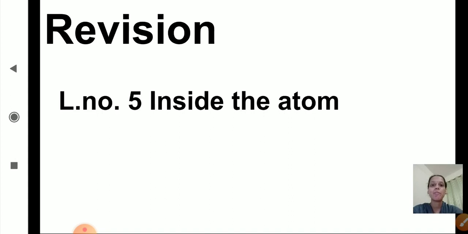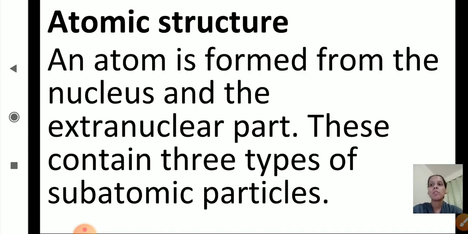Today we'll start our revision session. Revision of lesson number 5, that is, inside the atom. So, atomic structure. What is the meaning of atomic structure? An atom is formed from the nucleus and the extranuclear part, and this contains three types of subatomic particles.